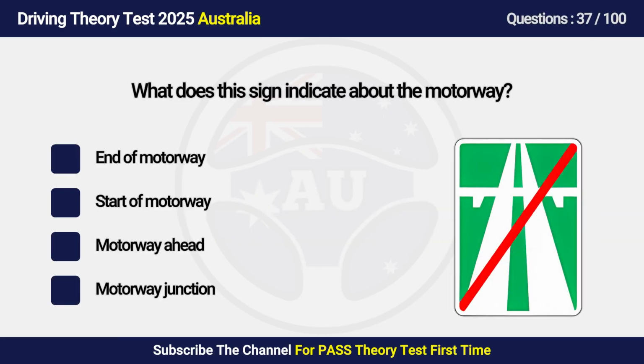A. End of motorway. B. Start of motorway. C. Motorway ahead. D. Motorway junction.